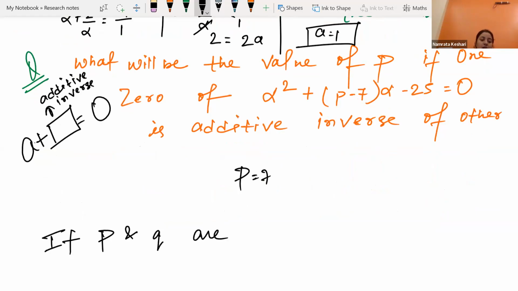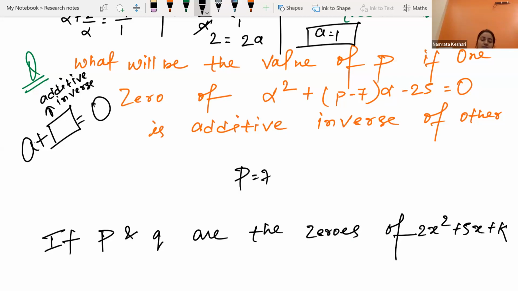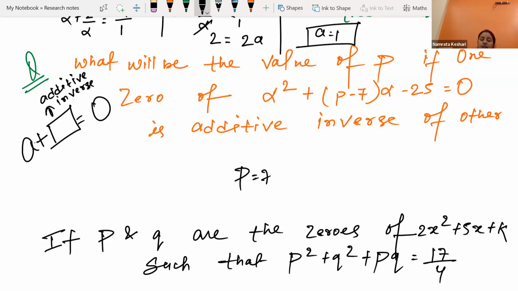If P and Q are the zeros of 2x square plus 5x plus k, such that P square plus Q square plus PQ is equals to 17/4, then k.